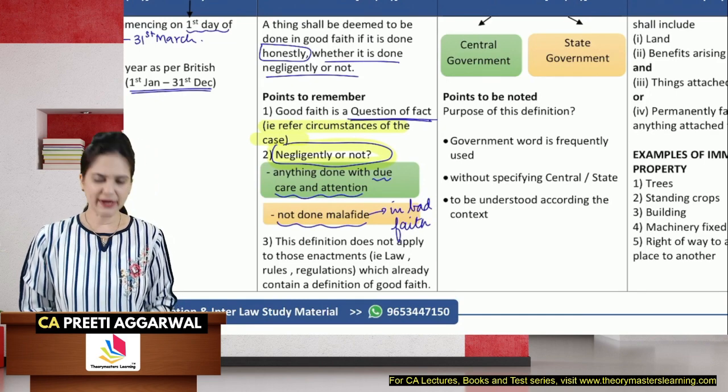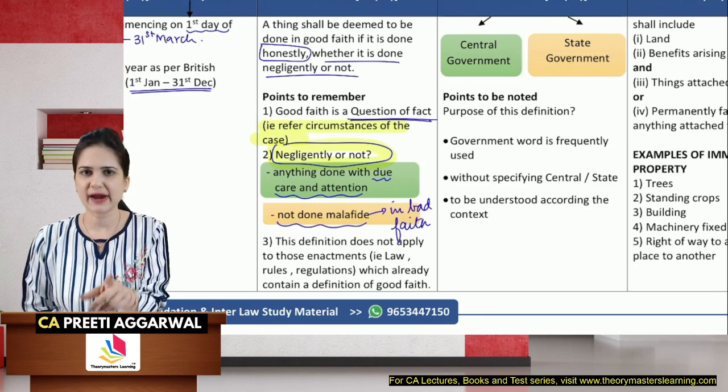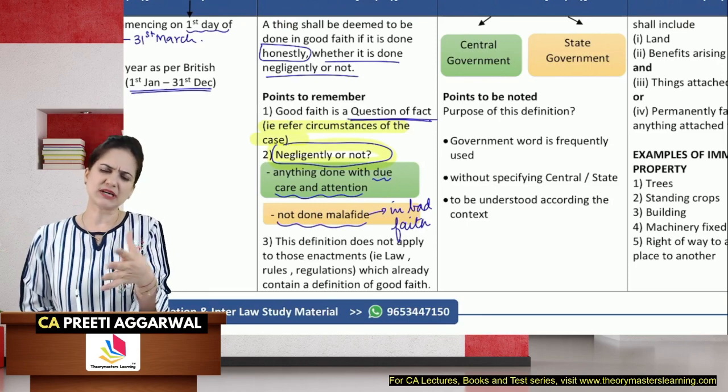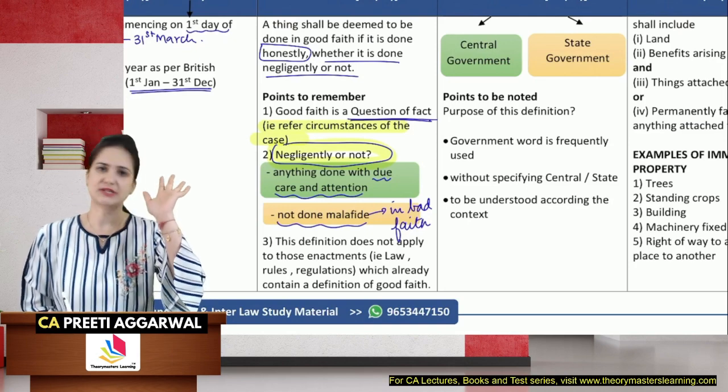Okay. So it was done with due care. You were careful, you paid attention, you did not have any bad faith. Maybe that was considered as negligence, but since your intentions were good, we will consider as if the act was done in good faith.